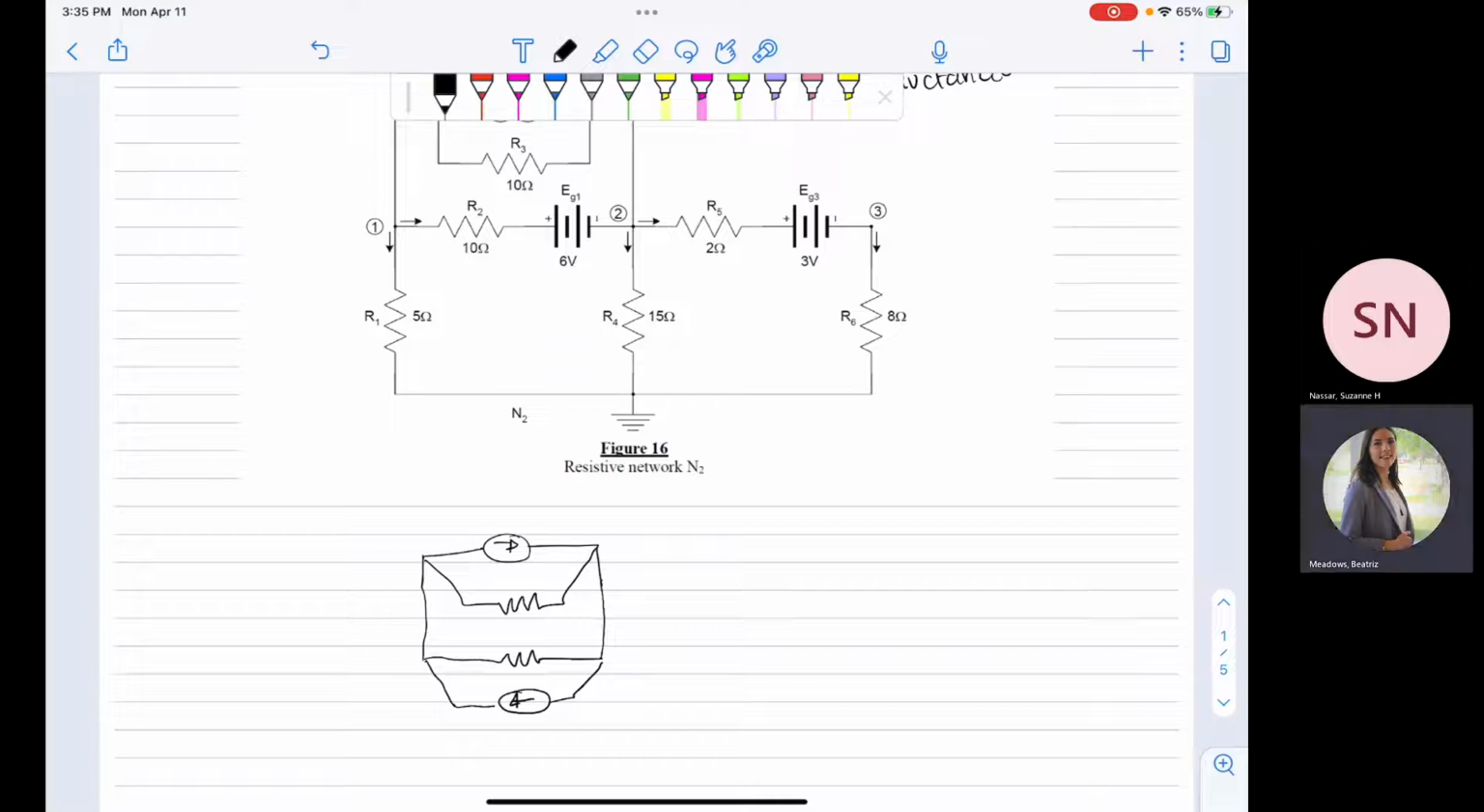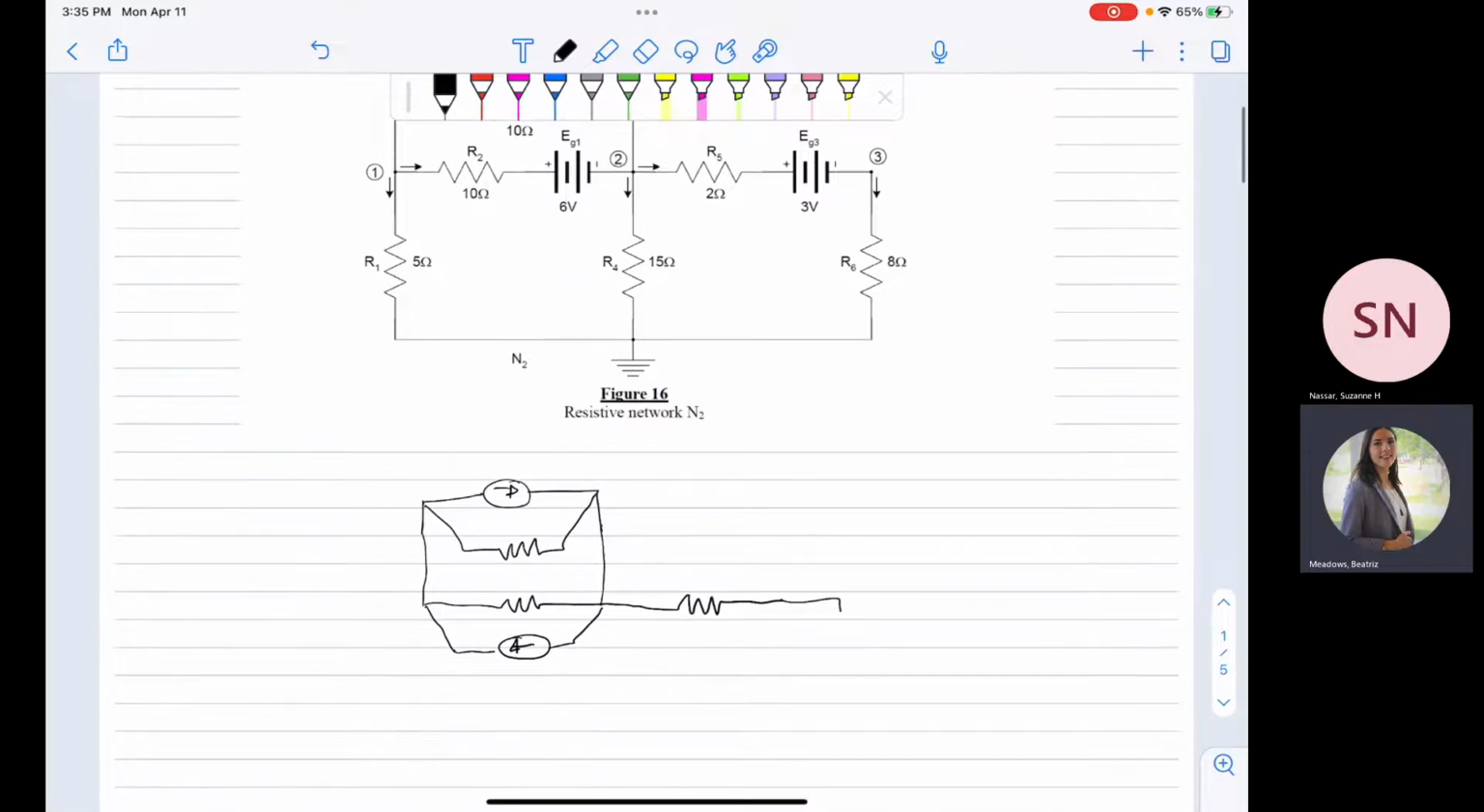And then here we have these. Why are my resistors so ugly today? And then for the second current source, is that going to be looking left or right? Okay.